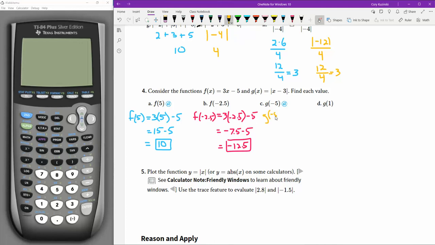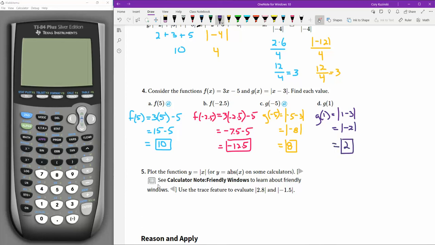Okay, g of x is the absolute value of x minus 3. So we're going to do the absolute value of negative 5 minus 3. We just saw how order of operations works on this. We're going to do the subtraction first in this case because it's inside the grouping symbols. Then we'll take the absolute value and we get g of negative 5 equals 8. One more, g of 1. That's the absolute value of 1 minus 3. The absolute value of 1 minus 3 can be rewritten as the absolute value of negative 2, which is 2.